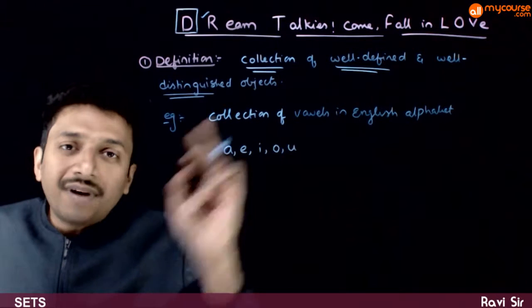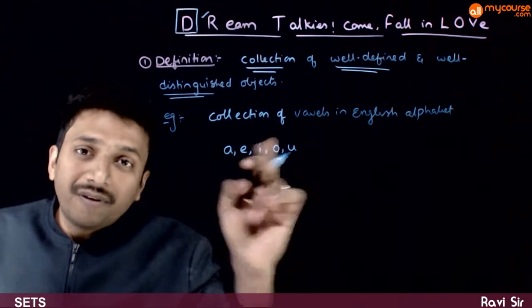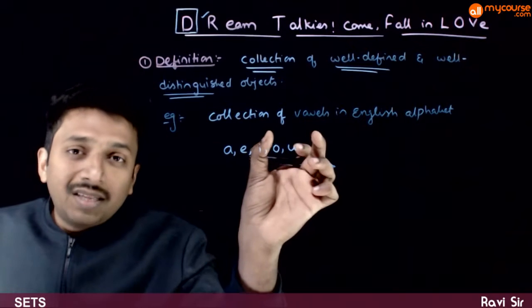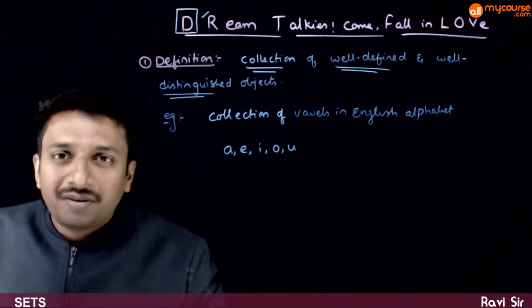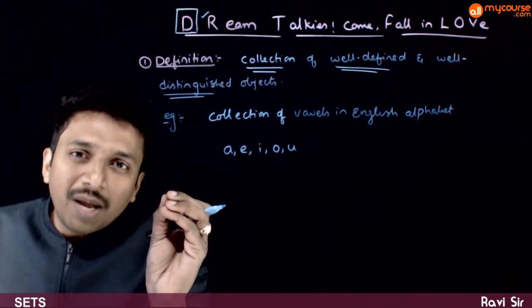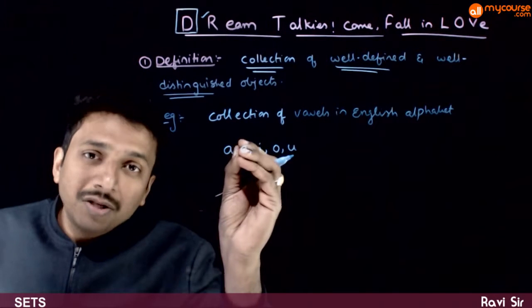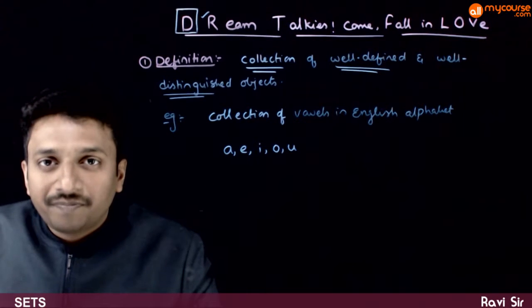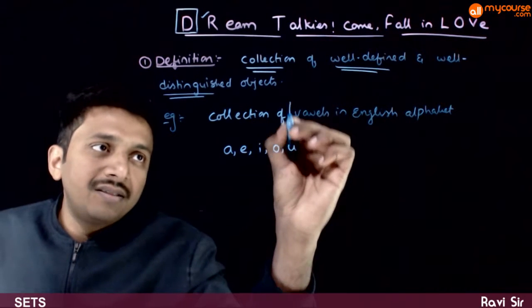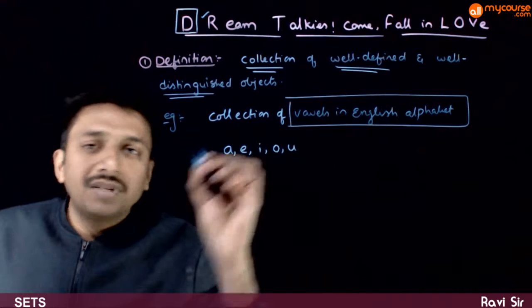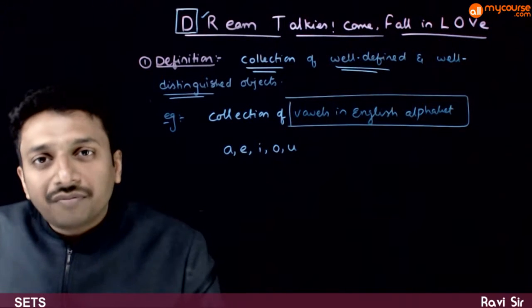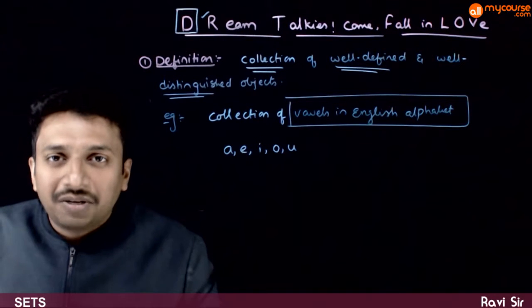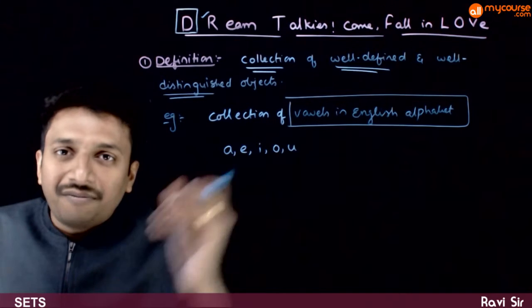So well-definedness means that when you define a set, the definition of this set has to be very clear. That means if you take any object, you should be able to tell whether that object belongs to this set or does not belong to this set. So once you have defined the set, that is, this set contains vowels of the English language, that's how I describe a set. Now, once I describe this, is this well defined?